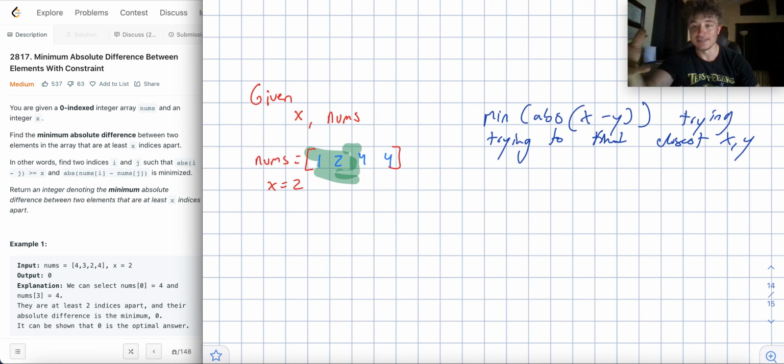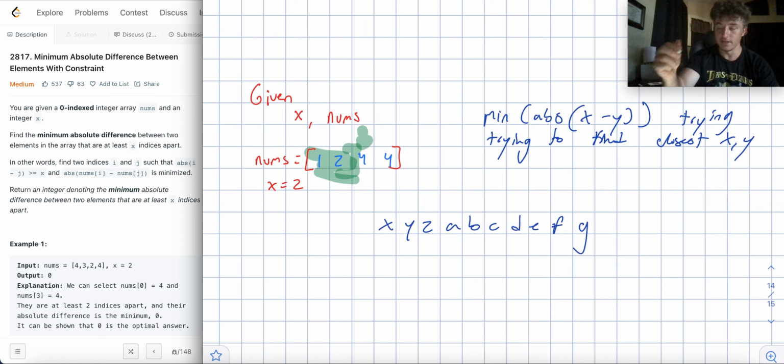And to solve this, of course, the brute force approach, the n squared algorithm, would be for every element, look at all the elements that are greater than 2 away. So if you had x, y, z, a, b, c, d, e, f, whatever, for every element you would look at all the elements that are x elements away.